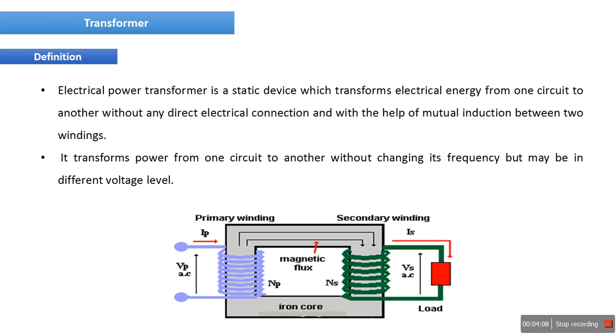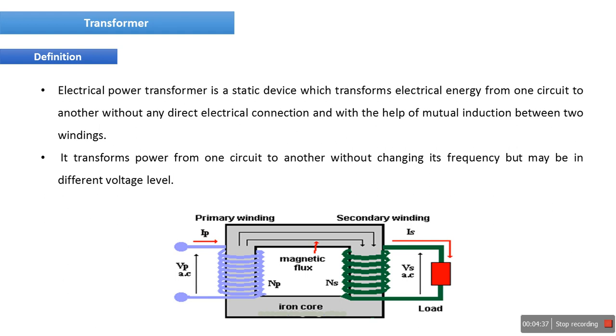Next, we go to the transformer. The definition of an electrical power transformer is a static device which transforms electrical energy from one circuit to another without any direct electrical connection, with the help of mutual induction between two windings. It transforms power from one circuit to another without changing its frequency but possibly at a different voltage level.